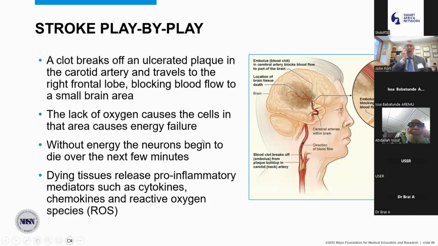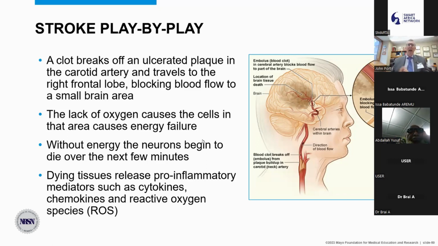So we'll start with a simple example. Let's start with stroke. We'll just do a stroke example. So let's say a clot breaks off from ulcerated plaque and travels to the right frontal lobe, right? We'll say it plugs up the right MCA. Okay. So now that we've cut the blood supply off, we have a lack of oxygen that causes an energy failure with cells. Within 15 to 20 seconds, ATP levels start to fall because we can't do our oxidative metabolism anymore. And without any energy, neurons begin to die, starting at about 4 to 5 minutes in.